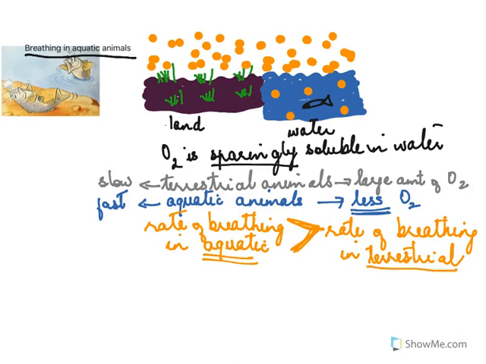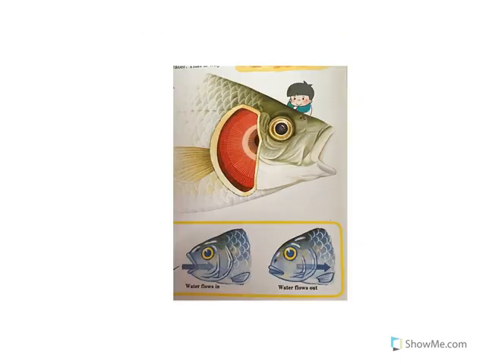And what is the reason? It's just the amount of oxygen. The amount of oxygen on the land is much more, whereas the amount of oxygen in water is less. So aquatic animals have less oxygen, so they need to breathe faster to get the sufficient amount of oxygen. Now we'll see how fish breathe.